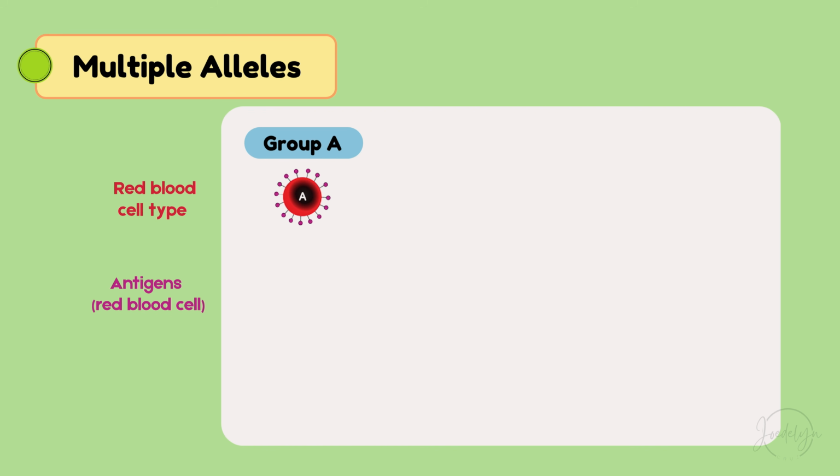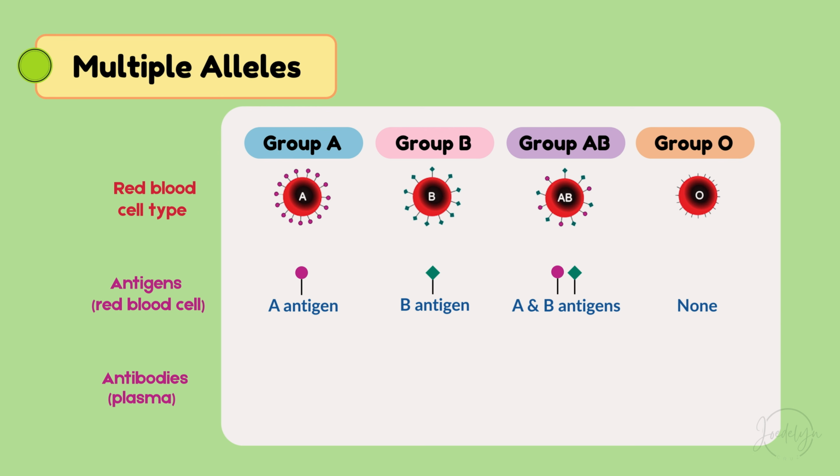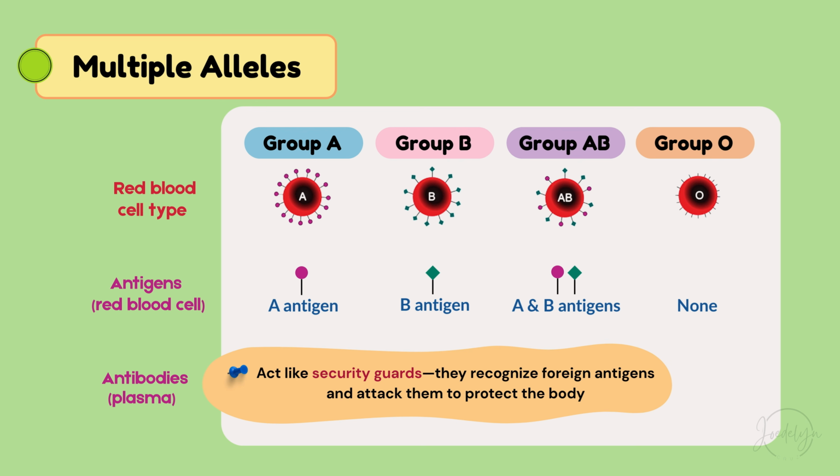Group A, you've got A antigens. Group B, you have B antigens. Group AB, lucky you, you have both A and B antigens. Group O, you've got no antigens at all. Now let's talk about antibodies. Your immune system makes antibodies, which act like security guards. They recognize foreign antigens and attack them to protect the body.